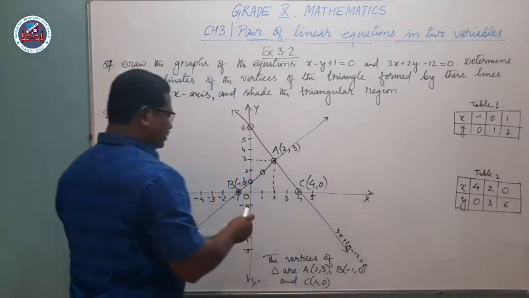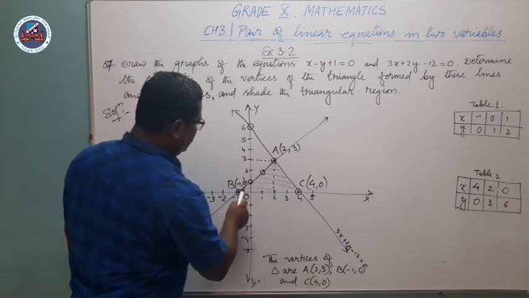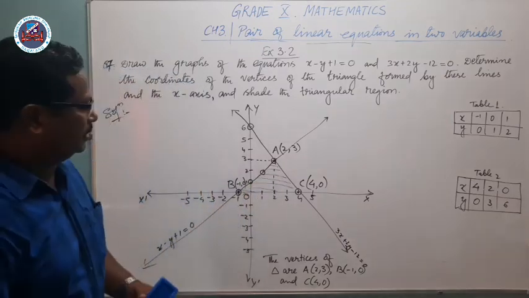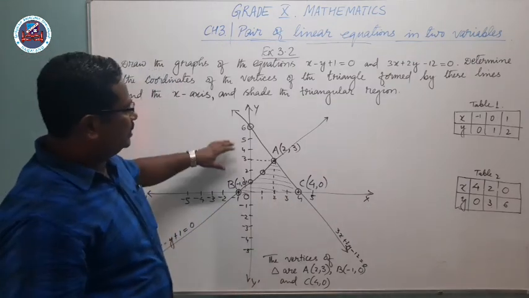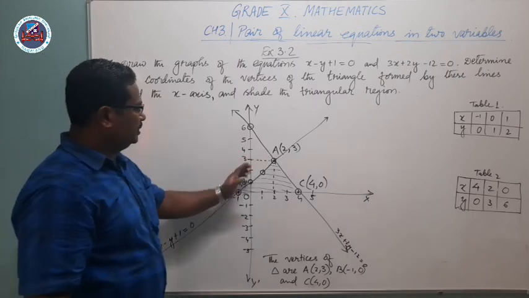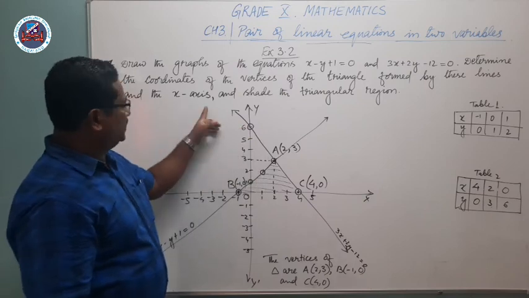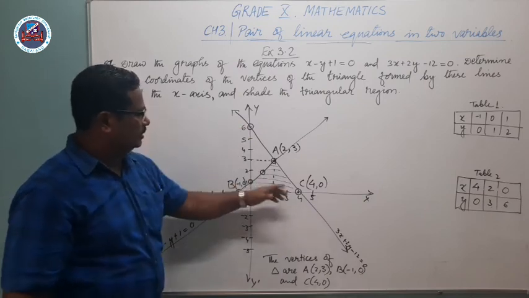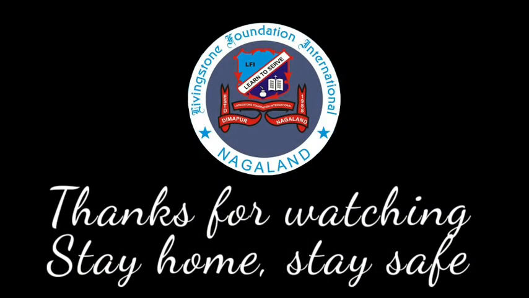And they are asking us to shade the region. If they asked for the region in which the two lines make a triangle with the y-axis, then it would be that one. But they are saying along with the x-axis, so along with this x-axis, this is the triangle A, B, C. With this, we'll come to the end of this video.